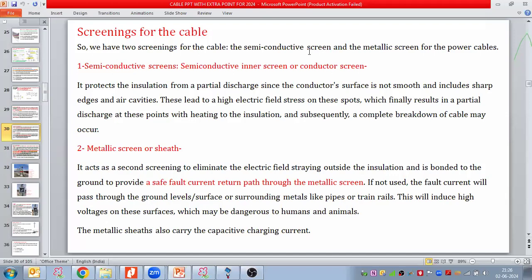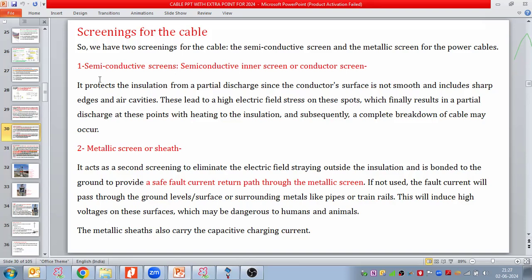The semiconductive screen is the inner core. Sometimes we call it the inner core, inner conductor screening, semiconductive inner screen or conductor screen. As we already discussed, one is the screening over the conductor, and the purpose we have already discussed.